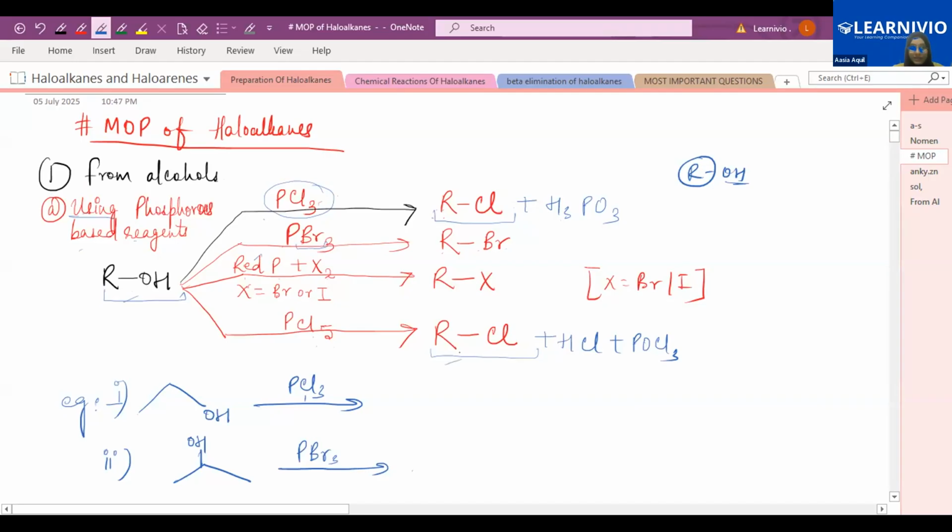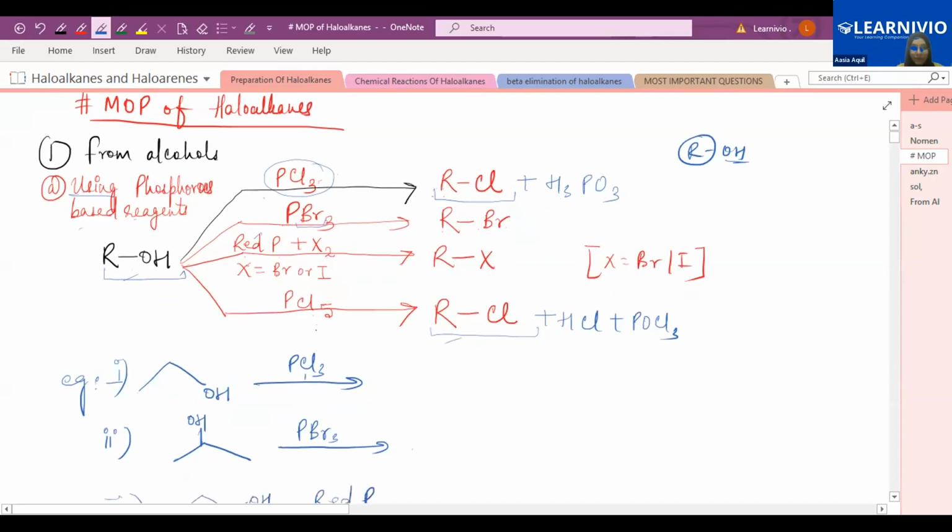Yeah. So see here, there are some examples. Suppose this is CH3CH2OH, ethanol. When you treat ethanol with PCl3, what will be the product? What you are supposed to do is just remove this OH group and attach the chlorine over here. That will be your product. The product will be this. Very simple. Correct, Safrina?